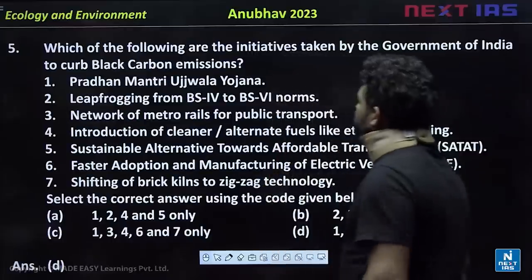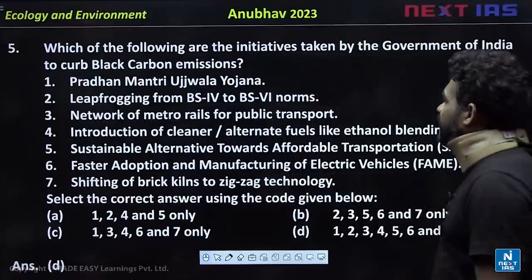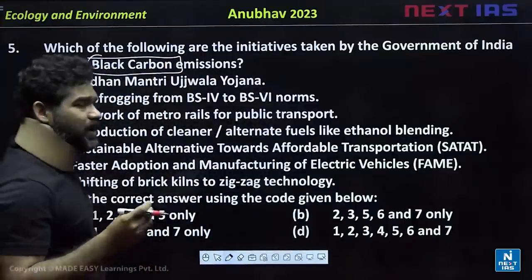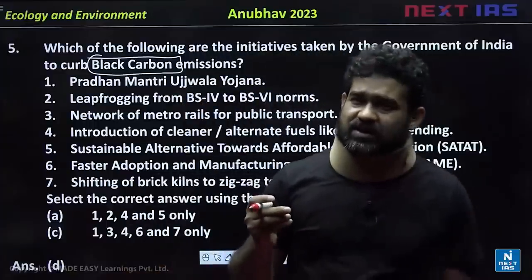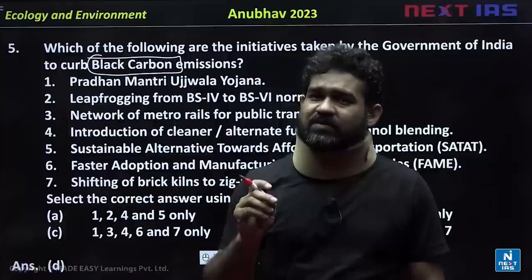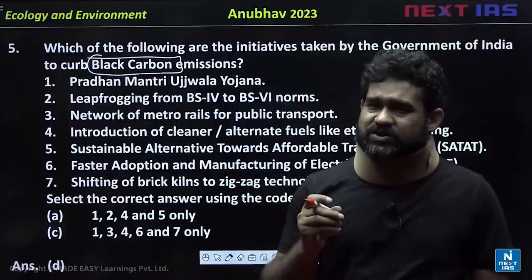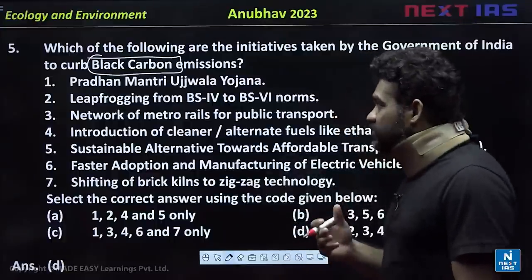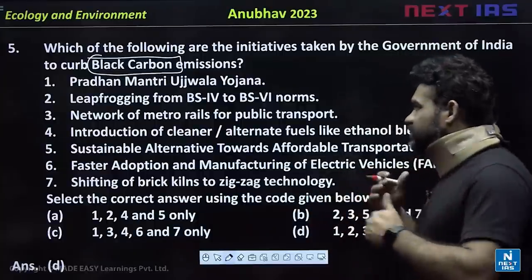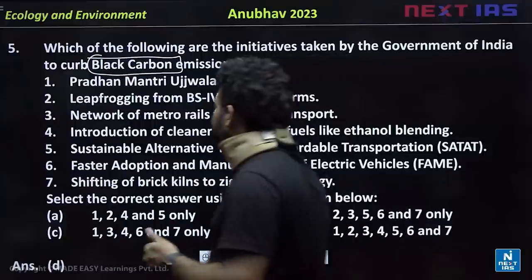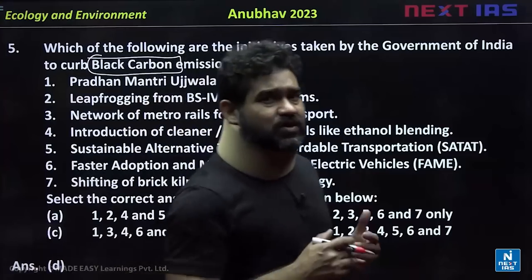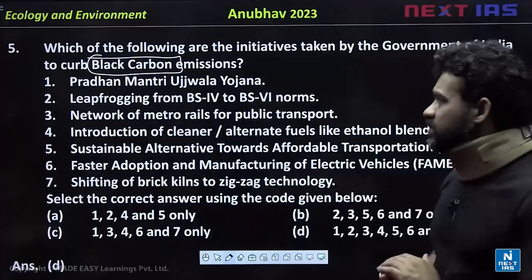Next is, which of the following is the initiative taken by the Government of India to curb black carbon emission? We already saw black carbon, that is part of particulate matter, emitted as a strong light absorbing component of fine particulate matter, soot particles. So just remember, whenever there is incomplete combustion of a carbon fuel, there may be emission of black carbon. And to curb black carbon emission, we are focusing on cleaner fuel and cleaner technologies. It will contribute in curbing the black carbon emission.